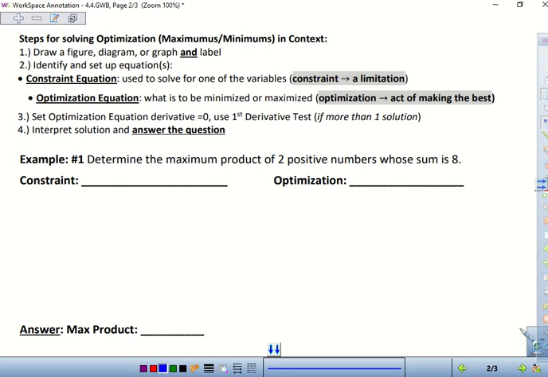This is the hardest part, really. So, the constraint equation is going to be based on what the rules are, okay? And the optimization is going to be based on our goal, okay? Our goal is to figure out what the maximum product is. Does everybody see that? So our goal is to determine the maximum product of two positive numbers whose sum is 8. So our goal is to come up with an area problem. I mean, not an area, a product problem.